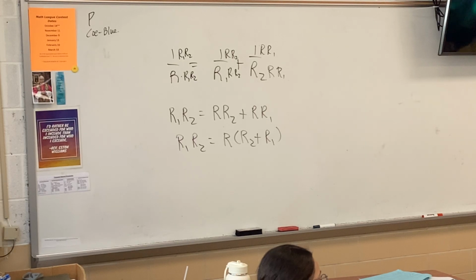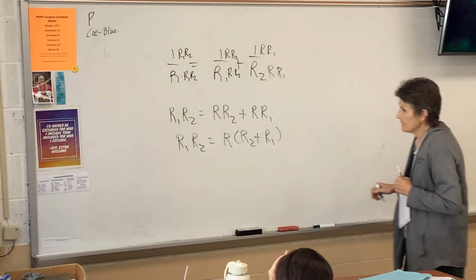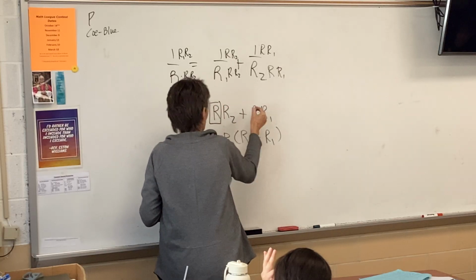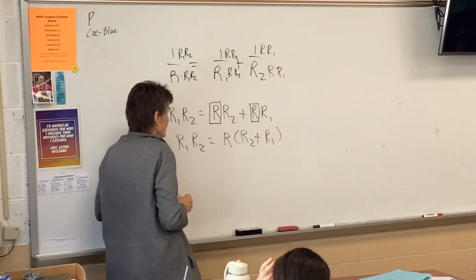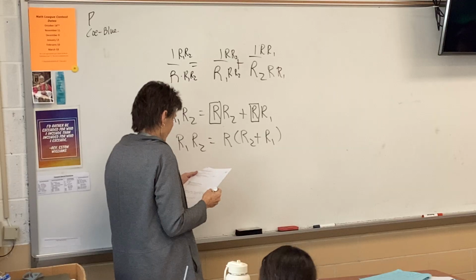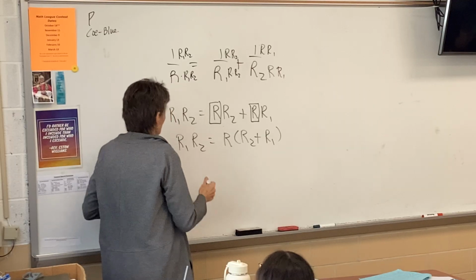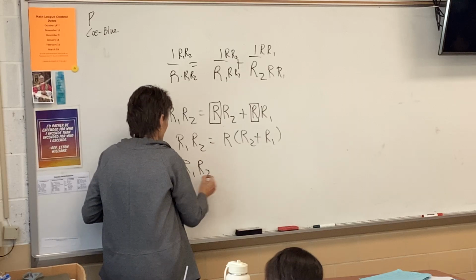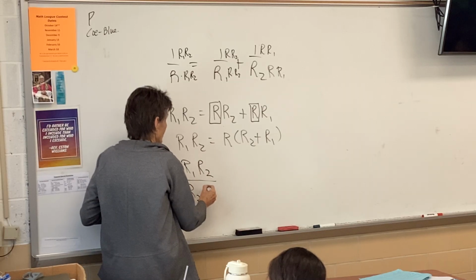For the next part, basically you got a common denominator. And now I am solving for R. This is the thing I'm solving for. So I factored it out and now I'm going to divide. So this is the expression.